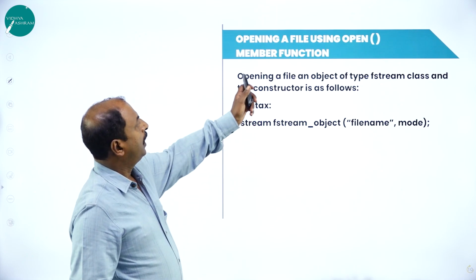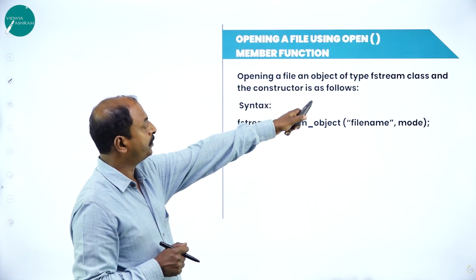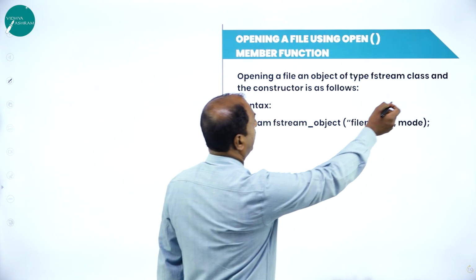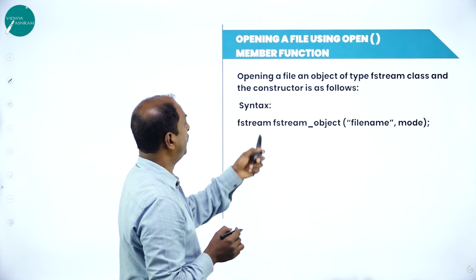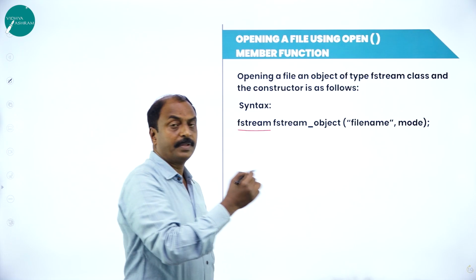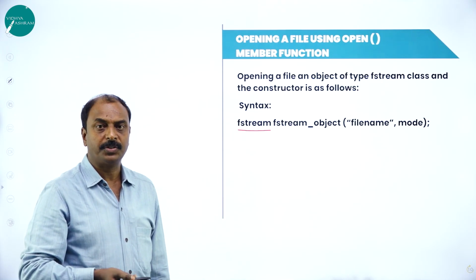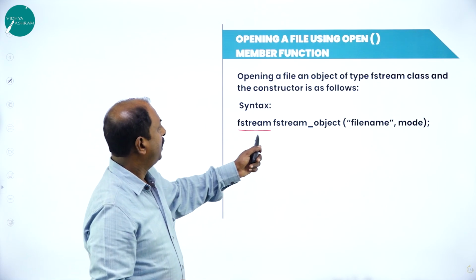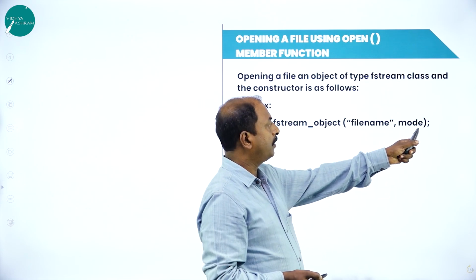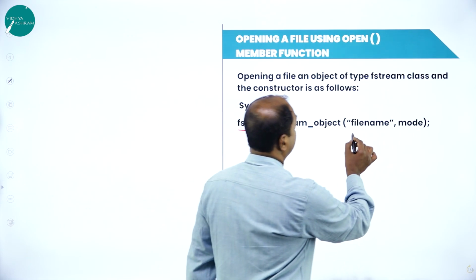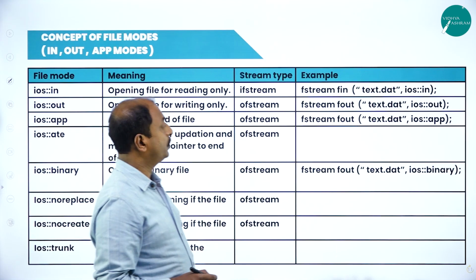Here another method of opening a file is with an object of type fstream class, and the constructor is as follows. Now this is fstream. The previous examples we have seen were ifstream as well as ofstream. Now it is the fstream class: fstream object, file name, comma, mode. This is another syntax to open a file. Now let us move on to the next slide.